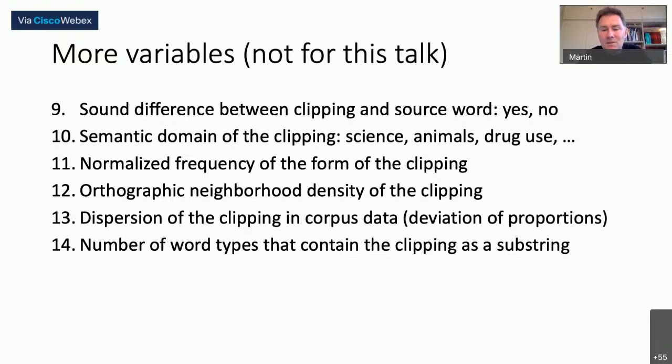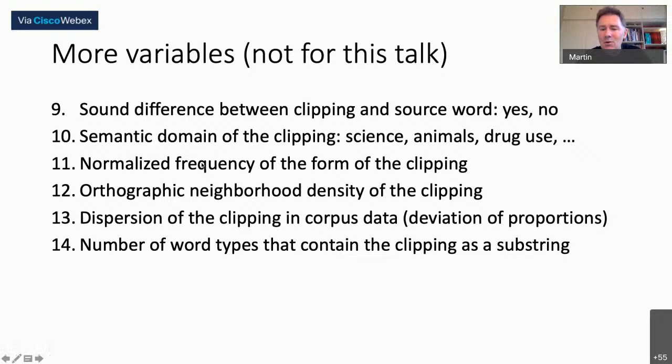We also did some work on the semantics of the clippings. We characterized all the clippings in terms of their semantic domain. There are quite a few clippings from science, like lab. There are animal clippings. Lab can not only mean laboratory, but it can also mean a Labrador dog breed. There are clippings with regard to drug use, music, gaming, programming, really lots and lots of different semantic domains.